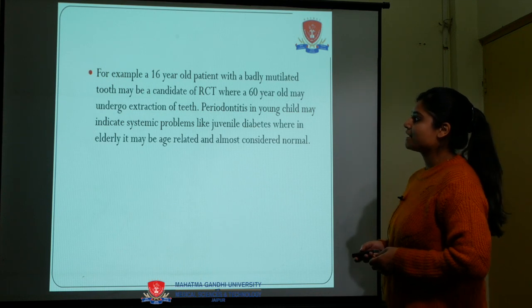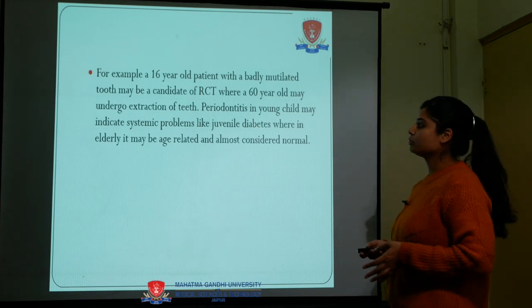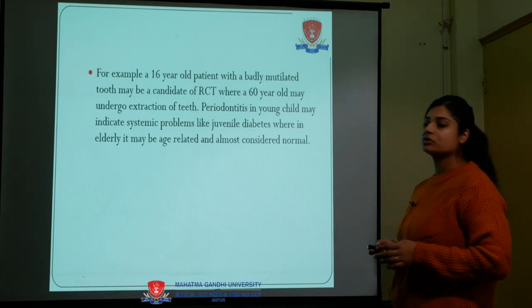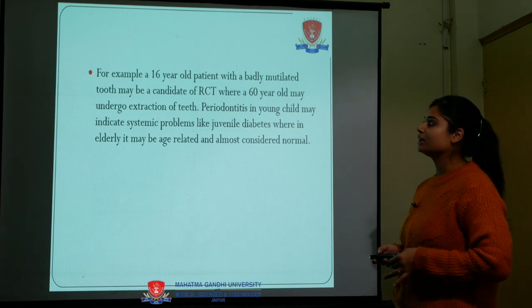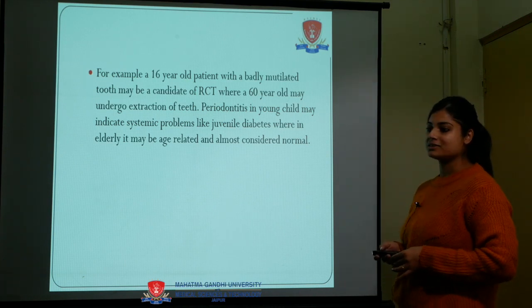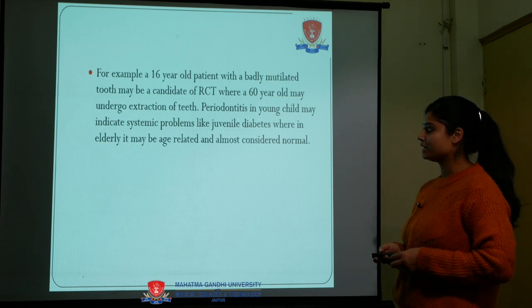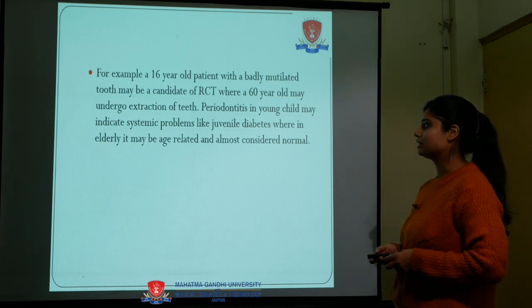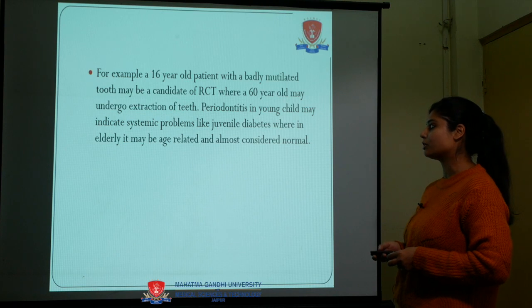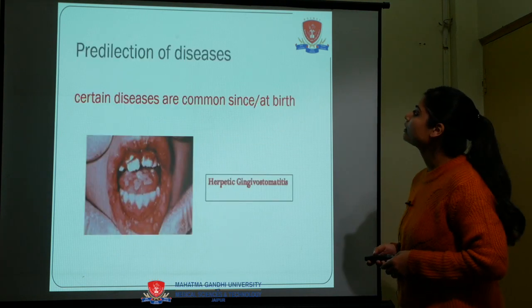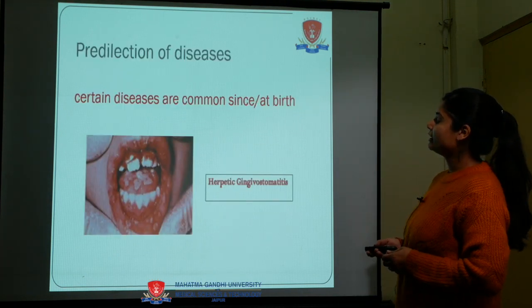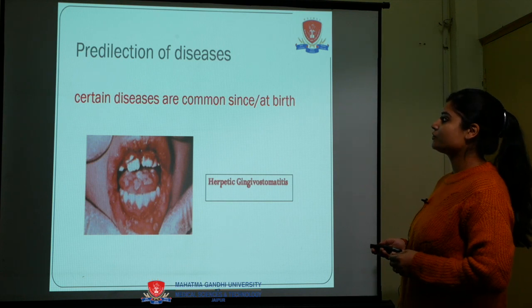Age is mandatory to record because, for example, a 16-year-old patient with a badly mutilated tooth may be a candidate for RCT, whereas a 60-year-old may undergo extraction of the teeth. Periodontitis in a young child may indicate systemic problems like juvenile diabetes, whereas in the elderly it may be age related and almost considered normal. And age is also mandatory to record due to the predilection of some diseases.